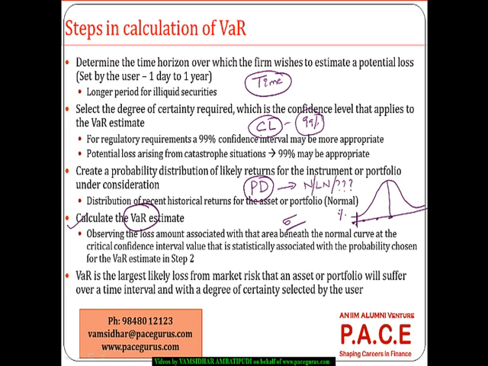So it is the largest likely loss from the market risk that the asset or the portfolio will suffer over a time interval with the degree of certainty that is selected by the user. Right? Let's take up one example to simply calculate the value at risk, of course under this entire assumption. Let me take up one data set which can help you in doing this calculation.